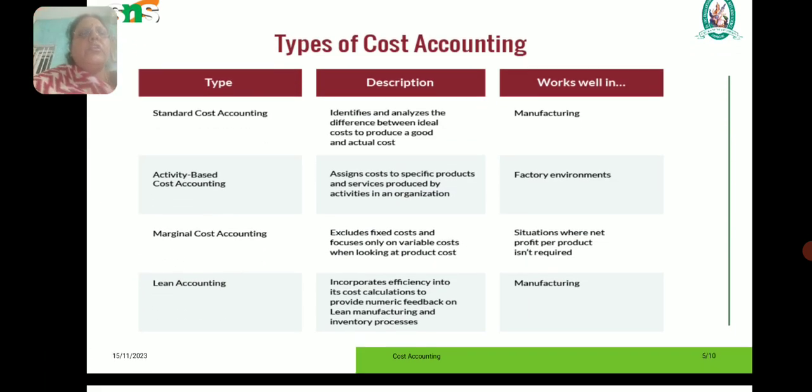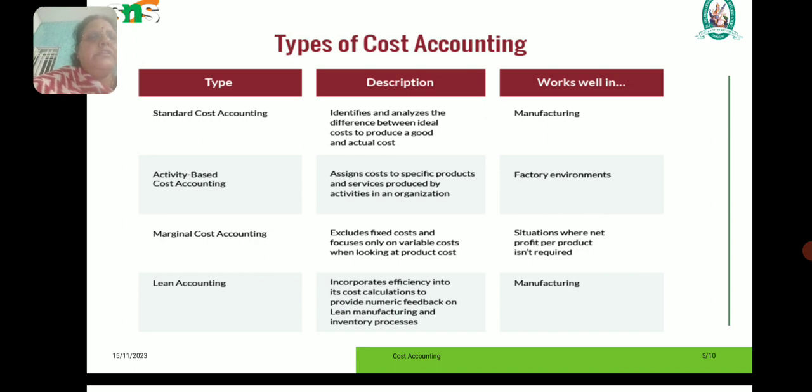Coming to the types of cost, standard cost accounting. It identifies and analyzes the difference between ideal cost to produce a good and actual cost. It is used in manufacturing concern. Activity based cost accounting. It assigns cost to specific products and services produced by activities in an organization, and it is used in a factory environment. Marginal cost accounting excludes fixed costs and focuses only on variable cost when booking a product cost.